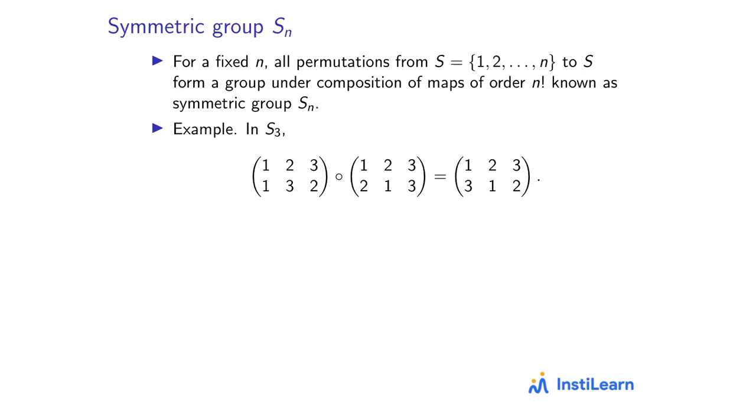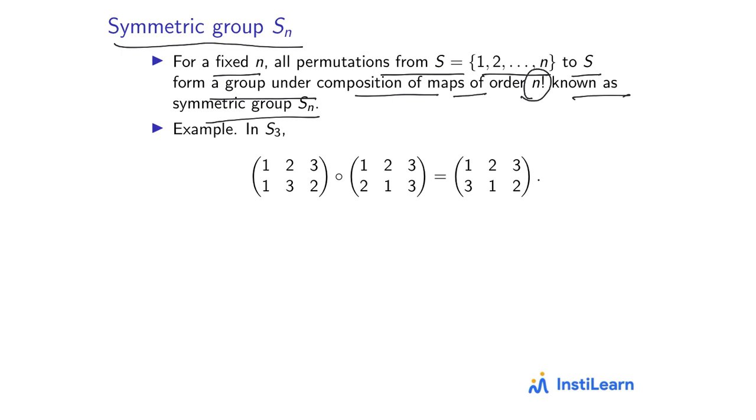Now since we know what permutations are, we are ready to define the symmetric group Sn. Again fix n, then all permutations from the set 1 2 till n to S itself form a group under composition of maps. And of course the order of the group will be n factorial because there are a total of n factorial permutations, and this group is known as the symmetric group Sn.